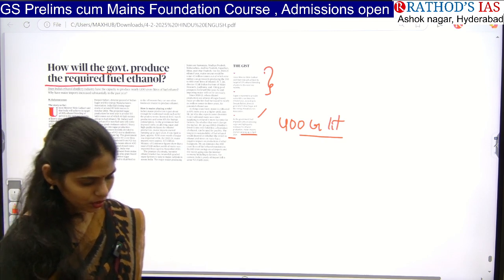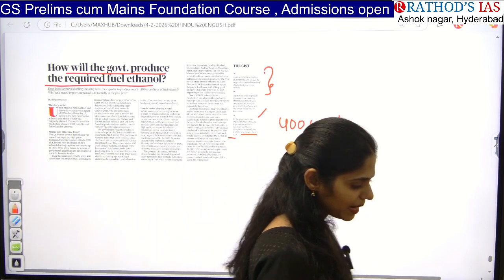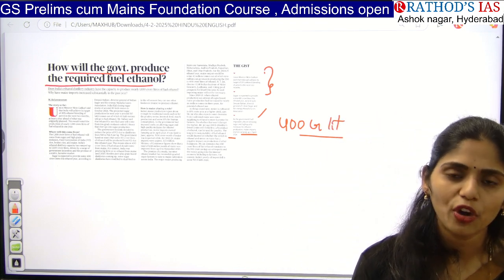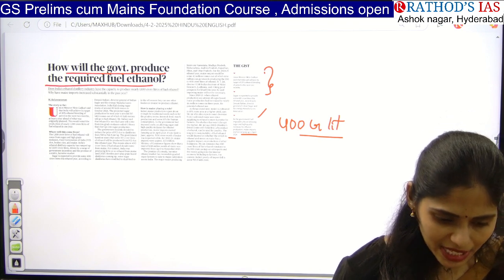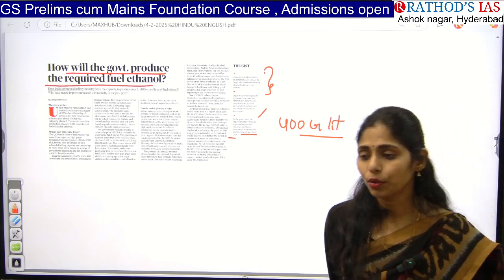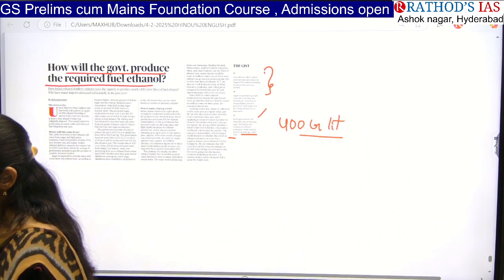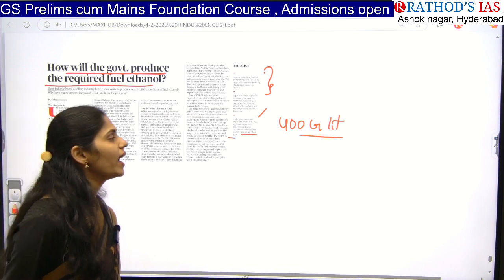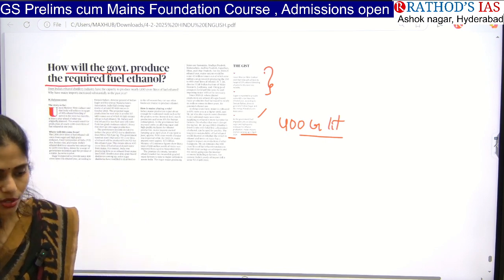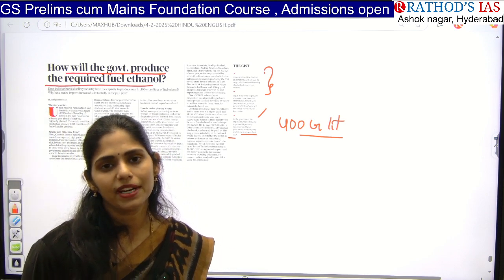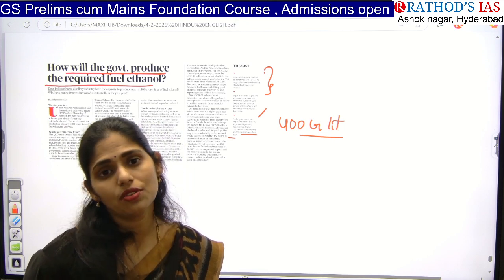Recently, if you go and see the current affairs from 1 week back, we discussed that the government removed the ban on export of sugar. That means now the government can export sugar to other countries. If you are exporting sugar directly to other countries, we cannot produce the required ethanol. And if we are not producing the required ethanol, how can we achieve our target of 20% ethanol blending? So it is one important question.